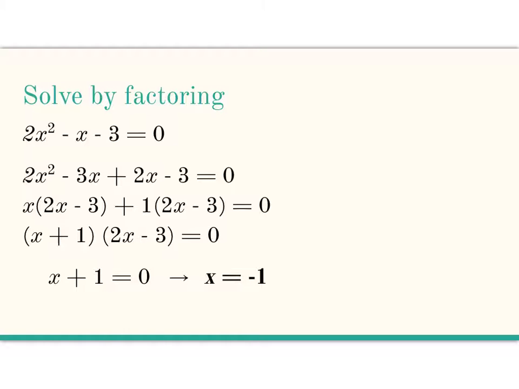Setting x plus 1 equal to 0 gives us a solution of x equals negative 1. Doing the same thing with 2x minus 3 gives us a solution of x equals 3/2.